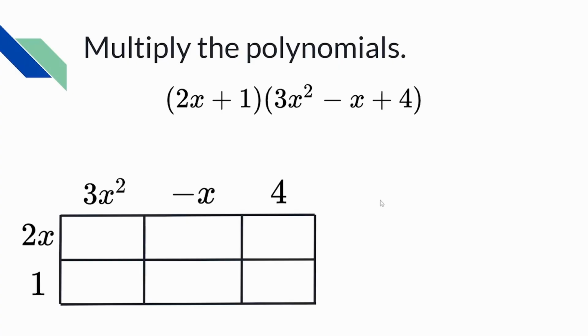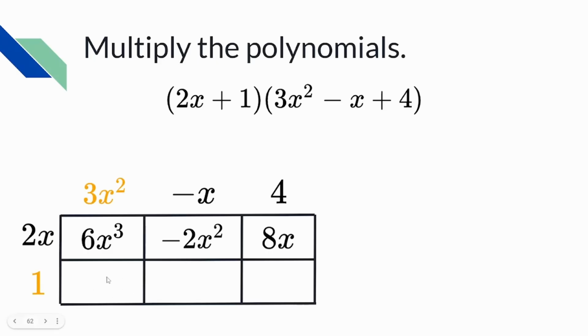Okay? So let's find the area of each mini rectangle. Top left, we have 3x squared times 2x, right? That's 6x cubed. Okay? And then for this mini rectangle, we have negative x times 2x, which is negative 2x squared. Okay? And then for this top right mini rectangle, we have 4 times 2x, so that's 8x.